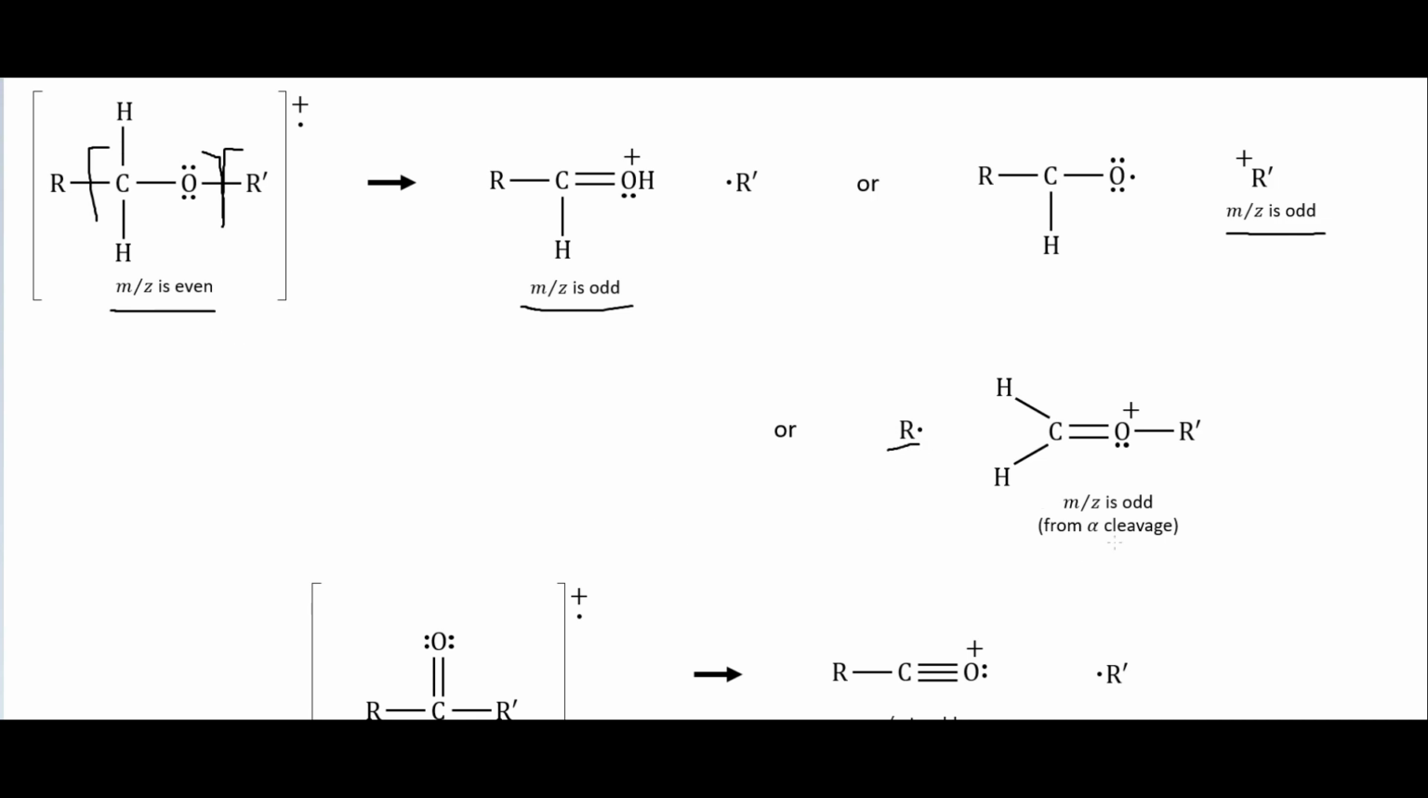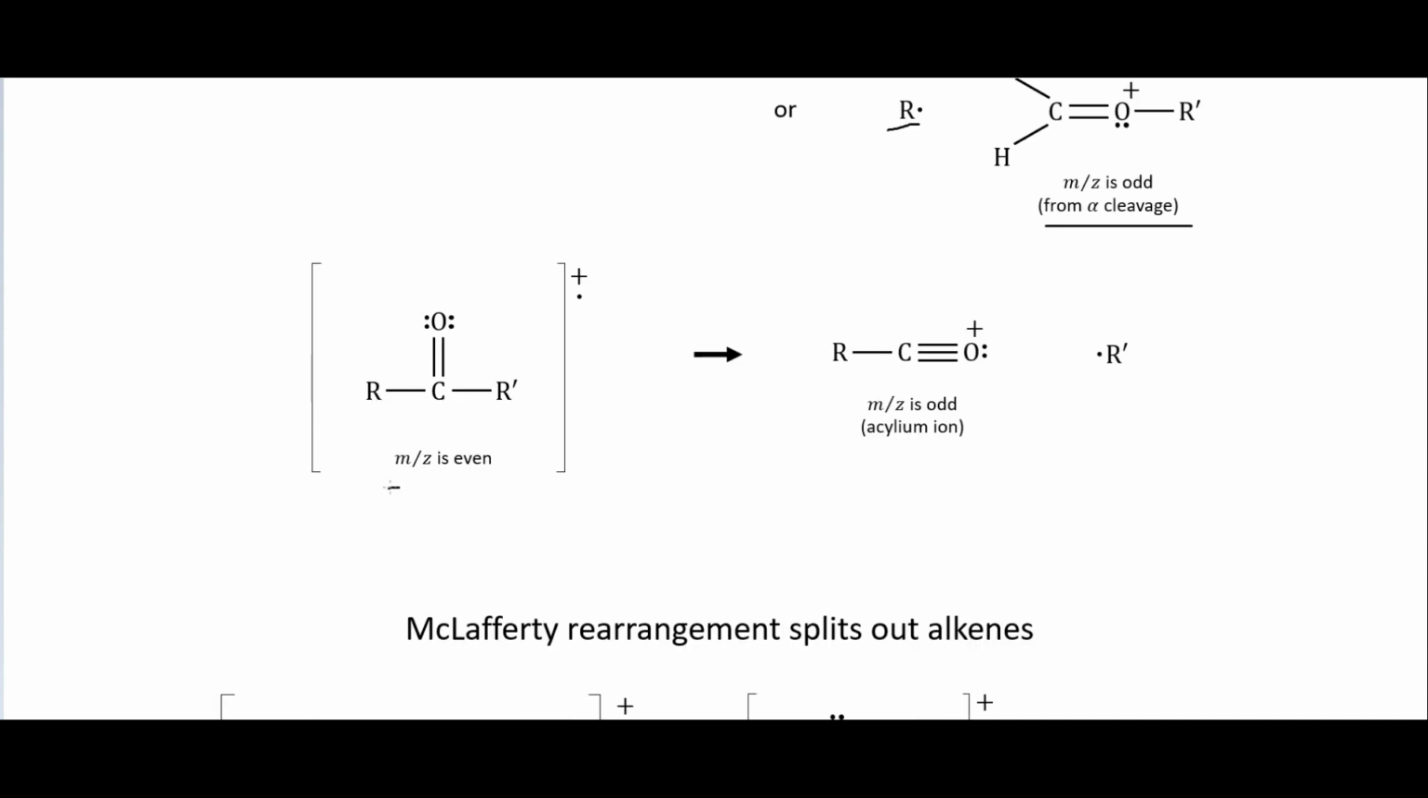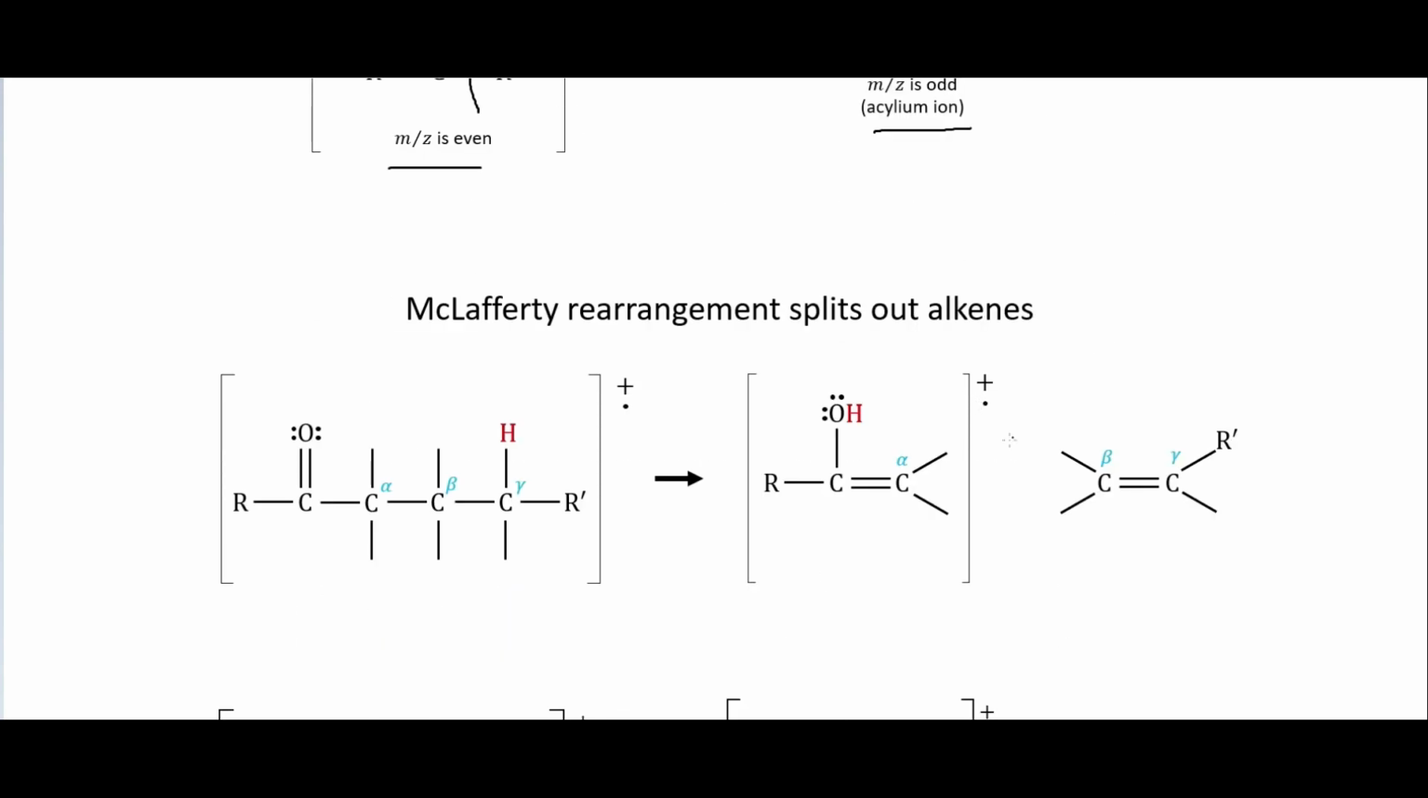And so that's an alpha cleavage, and we will again get odd fragments from these ethers here. And so we can have this M over Z even, so we are now looking at this ketone here, and so we are breaking it off right here, right at that carbon. And so we can get this acylium ion right here, which is going to be odd.